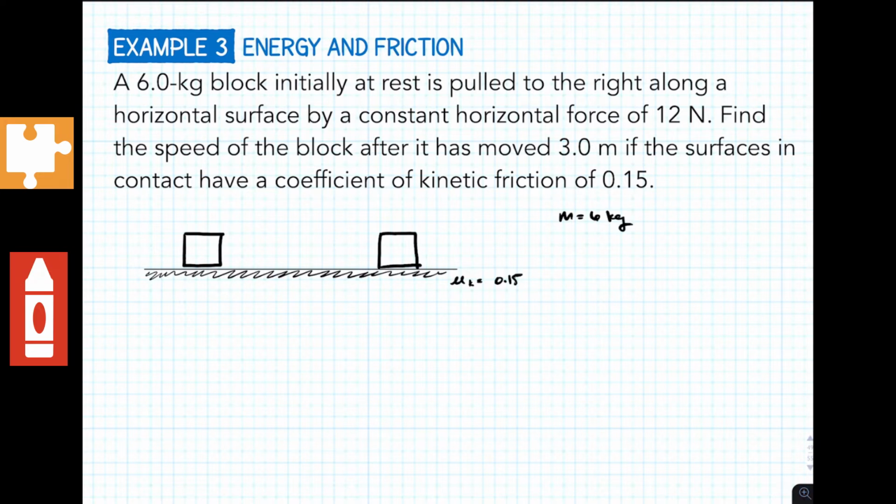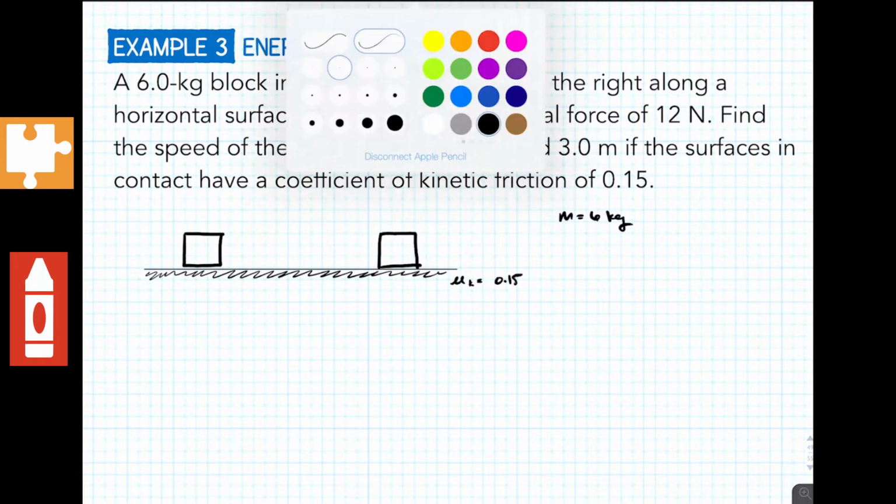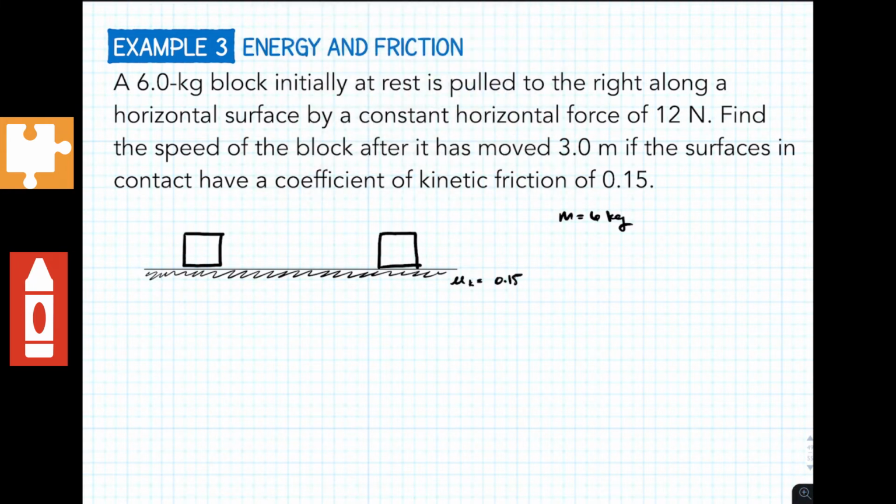We want to draw our forces. So what forces are acting on this block? Gravity. Normal force. Anything else? Friction. What kind of friction is that? Kinetic friction. So that's going to be mu k n. And then we also know that we have this force, the pulling force, so I'm going to call that tension, okay?